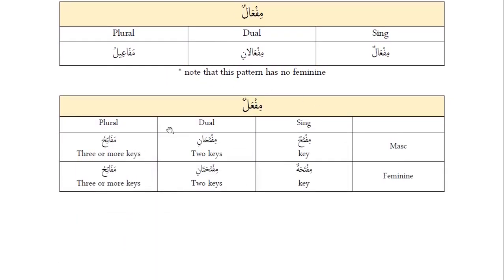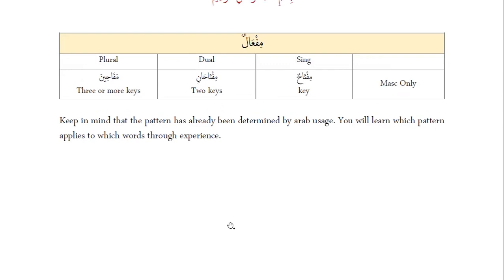So let's take a look at an example. So mif'alun, if we want to conjugate it, it would be miftahun, which is a key, miftahani, which is two keys, mafatihu, right, which is three or more keys. Then there's miftahatun, which is a key but feminine. Then there's miftahatani, which is two keys, and then mafatihun, which is three or more keys, right?